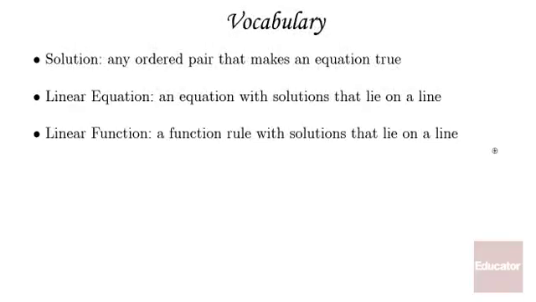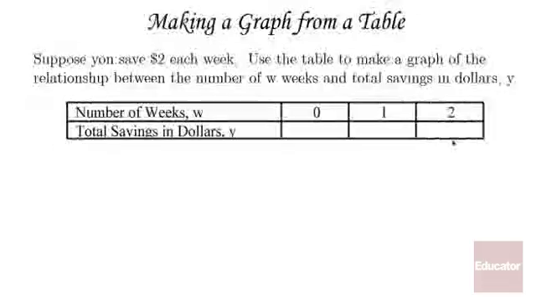A solution is any ordered pair, any x and y value that makes an equation true. A linear equation is an equation with solutions that lie on a line. In fact, if you look at the word linear, in the first four letters you'll see the word line. So this is when all your solutions, if graphed, would lie in a straight line. A linear function is a function rule with solutions that lie on a line. So once again you have the word line in the word linear, and all your solutions lie on the line. So linear function and linear equation are very similar in their definition.